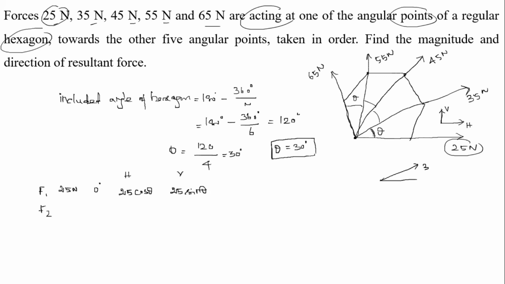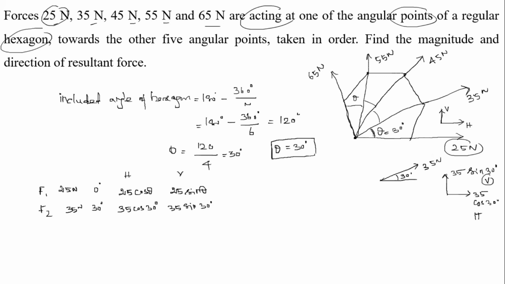Similarly, F2 is equal to 35 Newton and acting at 30 degree. So, this theta is equal to 30 degree, right. This force 35 Newton is acting with 30 degree inclination, so it is divided into vertical component and horizontal component. This is 35 sin 30 degree and this is 35 cos 30 degree. So, this is horizontal and this is vertical, right. So, the horizontal component is 35 cos 30 degree and the vertical component is 35 sin 30 degree, right.